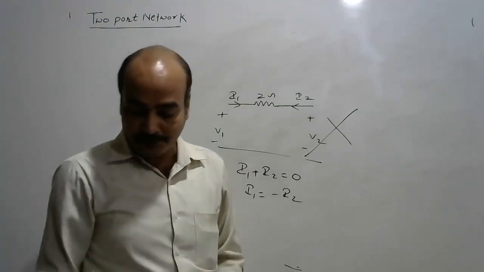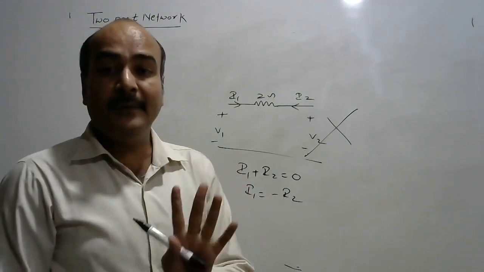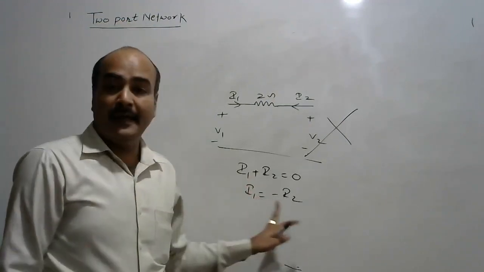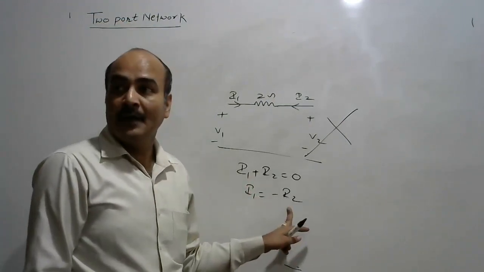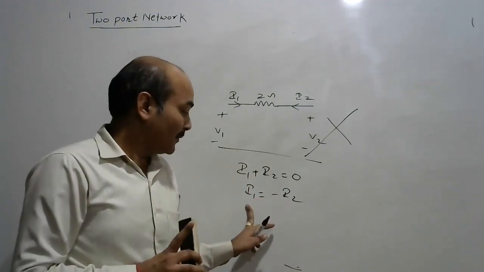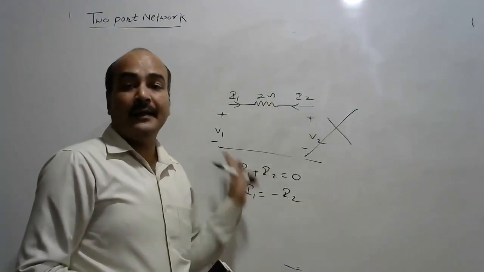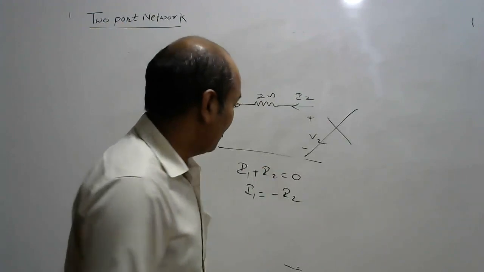Is the point clear? Are you getting my point? I am again repeating: I1 and I2 depend on each other. You are making I2 0, I1 becomes 0. So they depend on each other. Therefore, we cannot find the Z parameter of this circuit.